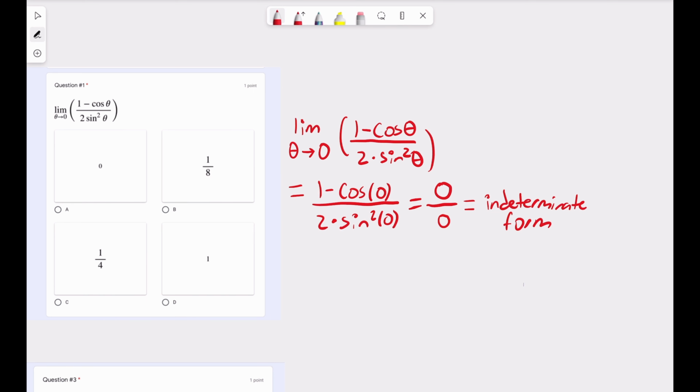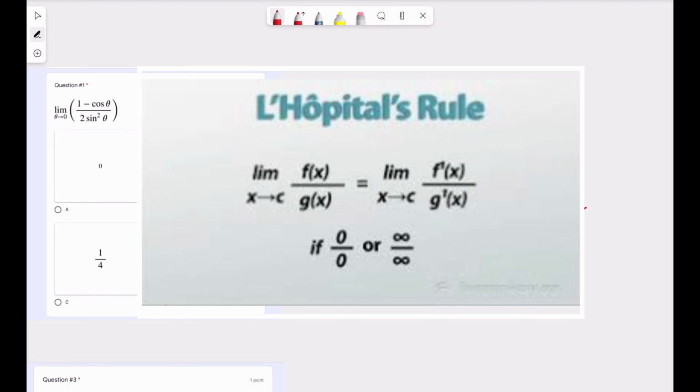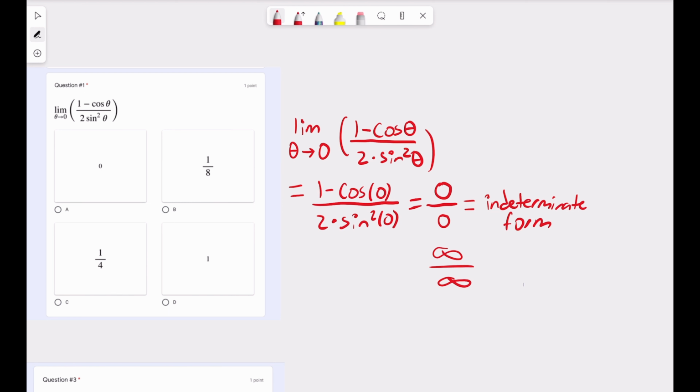So whenever we have an indeterminate form, we would need to use L'Hopital's rule. We use L'Hopital's rule when we have 0 over 0, or if we have infinity over infinity, but you won't see much of that. You'll see a lot of 0 over 0 type questions, or type answers. So let me get rid of that. So when we have 0 over 0, we would need to use L'Hopital's rule.